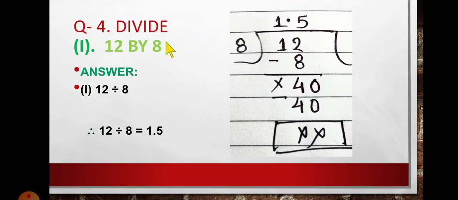Question number 4. Divide 12 by 8. So here you can see we will divide 12 by 8. 8 ones are 8 and 8 twos are 16, and 16 is greater than 12. So how many times do we divide? One time. We will write the 8 below 12. Then we subtract 8 from 12. So we will get 4.